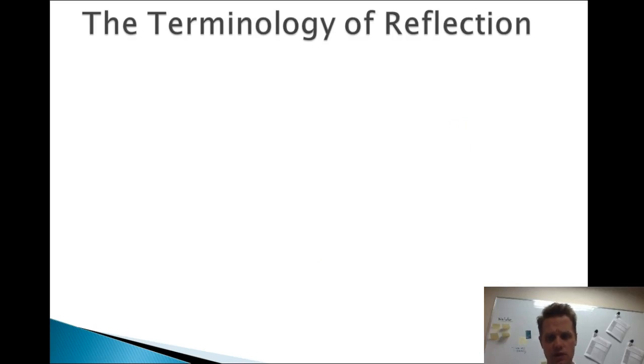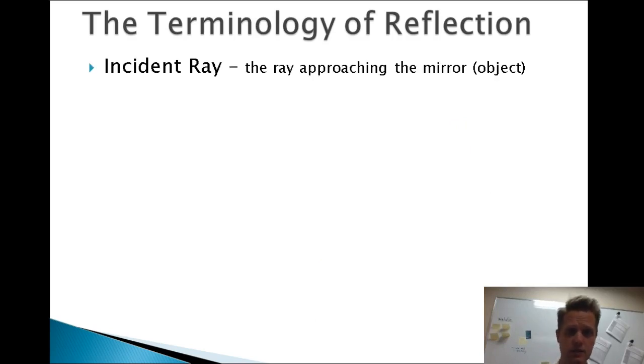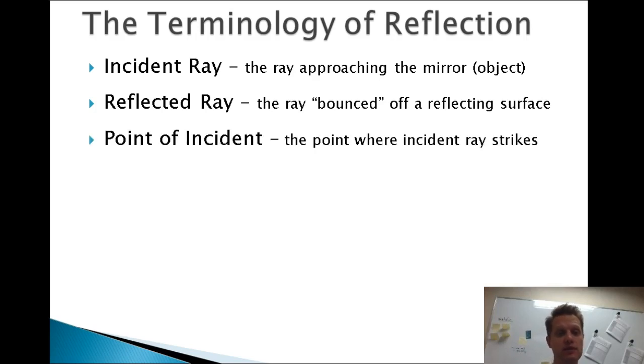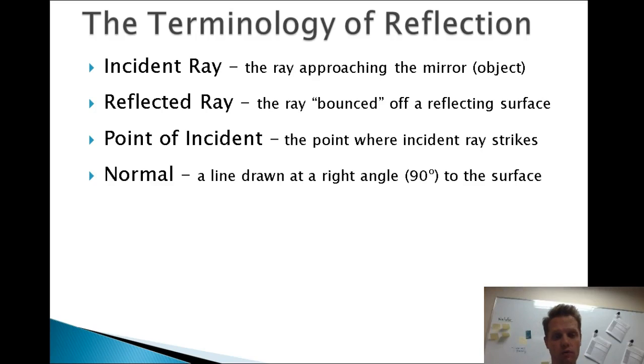So here's some terminology we need to know for reflection. So the first thing that we need to know is incident ray. Incident ray is the ray that is approaching the mirror. A reflected ray is the ray that bounces off that mirror. Okay, so you got an incident ray going in, a reflected ray coming off. The point of incidence is where that incident ray hits and the reflected ray leaves. The normal is going to be a 90-degree angle to the surface of the mirror.